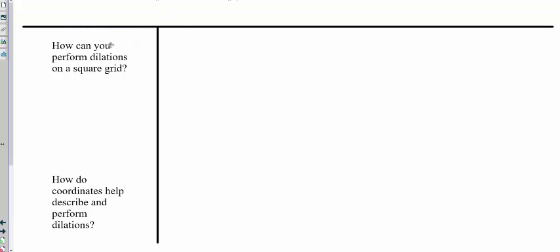Okay, let's take some notes. How can you perform dilations on a square grid? Well, it gives us points to count, right? We can count squares to find new points, to find the dilated points.